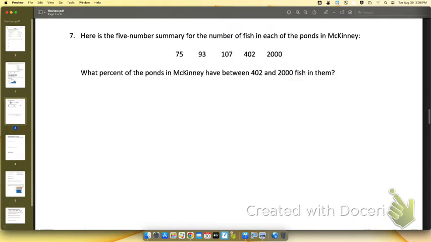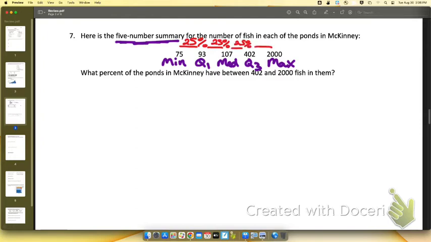Okay, number 7. Here is the 5-number summary for the number of fish in each of the ponds in McKinney. So remember what the 5-number summary is. That tells us the minimum, quartile 1, the median, quartile 3, and the maximum. And remember, between each one of these is 25% of the data. 25% of the data, 25% of the data, and 25% of the data.